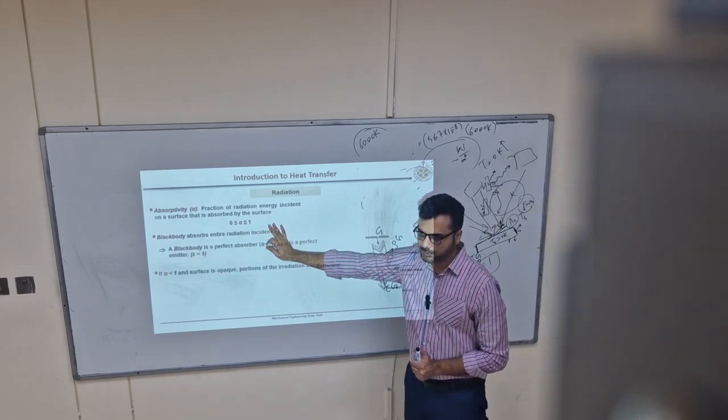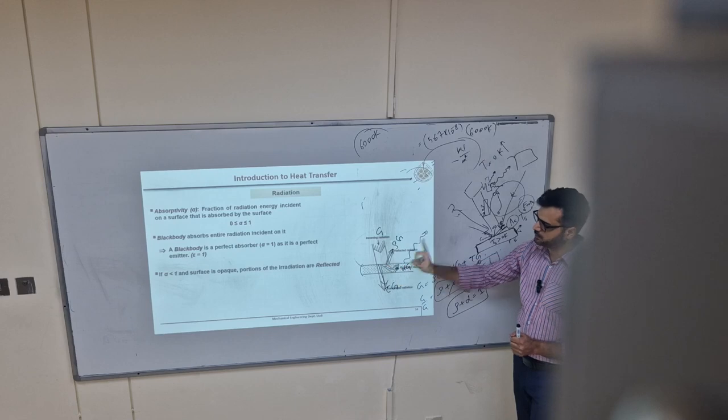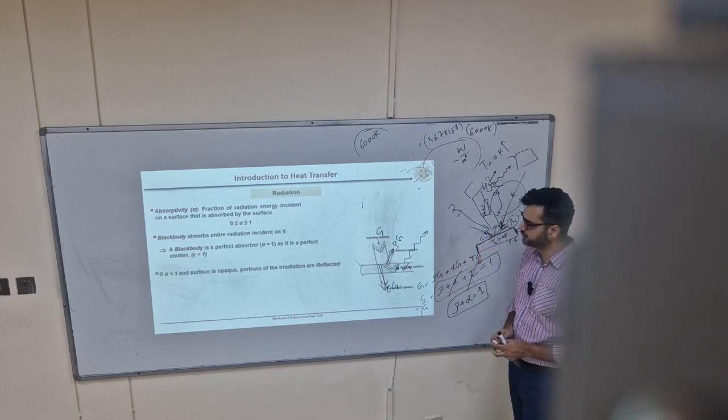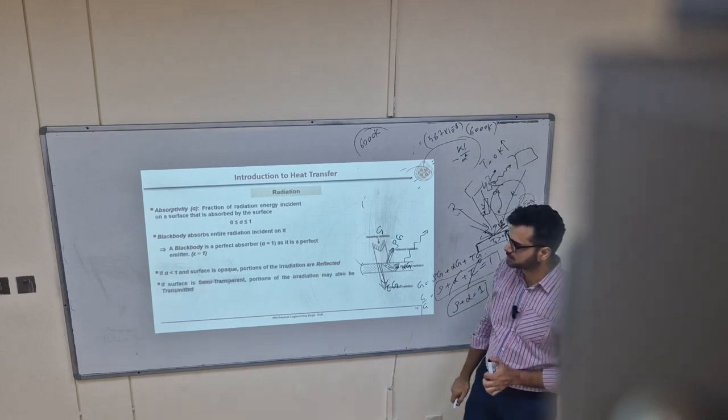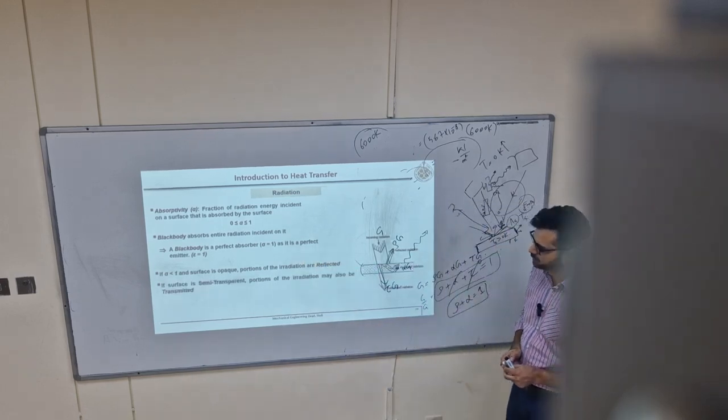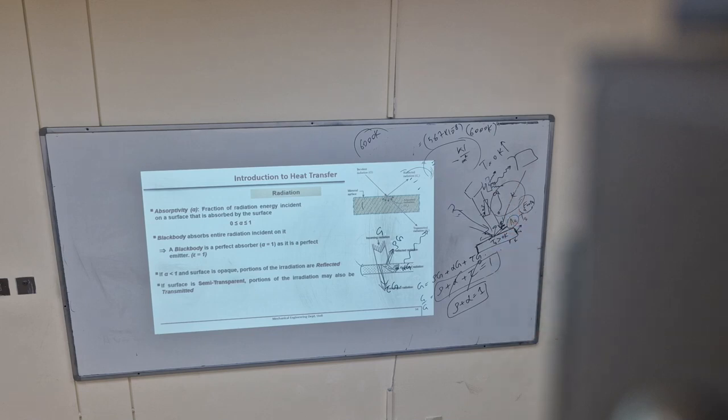So we know what a black body is. A black body is one which will absorb all of the radiation. So a black body is a perfect absorber and also a perfect emitter. All these points we have discussed, right?